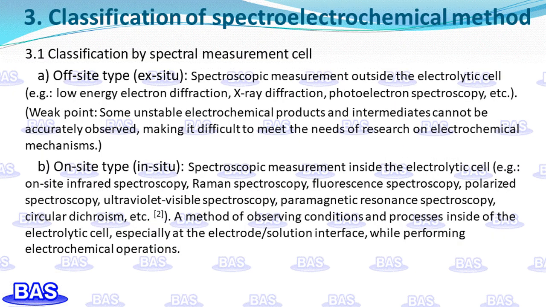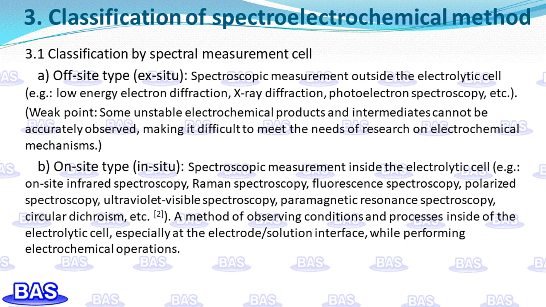Spectroelectrochemical measurement methods are classified according to the spectrum measurement cell, and can be divided into ex situ and in situ. Ex situ is a method to investigate the electrode by spectroscopic measurement outside the electrolytic cell, such as low-energy electron diffraction, X-ray diffraction, photoelectron spectroscopy, etc. The disadvantage of this off-site measurement is that it is impossible to accurately observe the status of some unstable electrochemical products or intermediates, which is difficult to meet the needs of research in electrochemical mechanism.